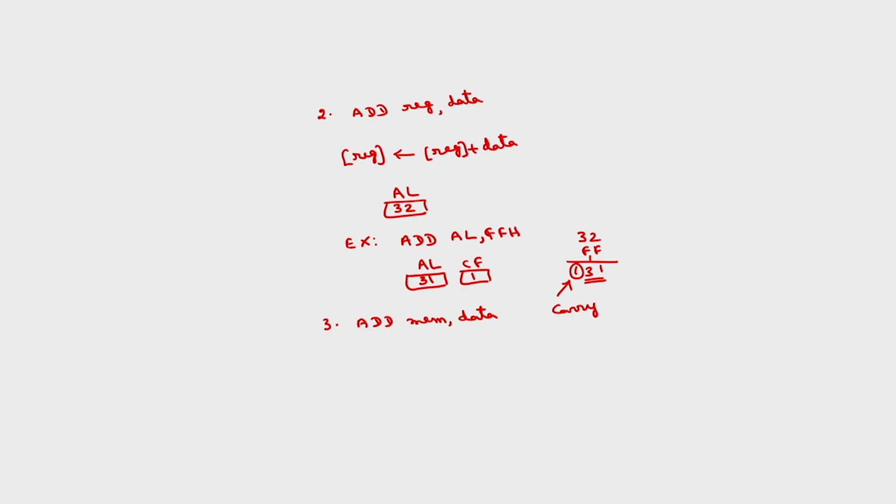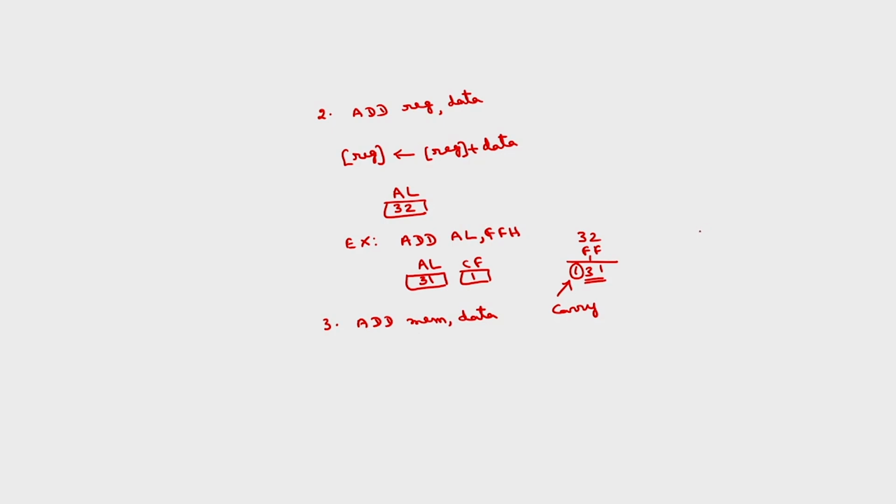We can add data directly to the contents of some memory location. Again, that memory location can be addressed by using indirect addressing mode, direct addressing mode, based addressing mode, indexed, or based indexed. So, these are the 3 ADD instructions, and then there are 3 ADD instructions with carry, as these are without carry.